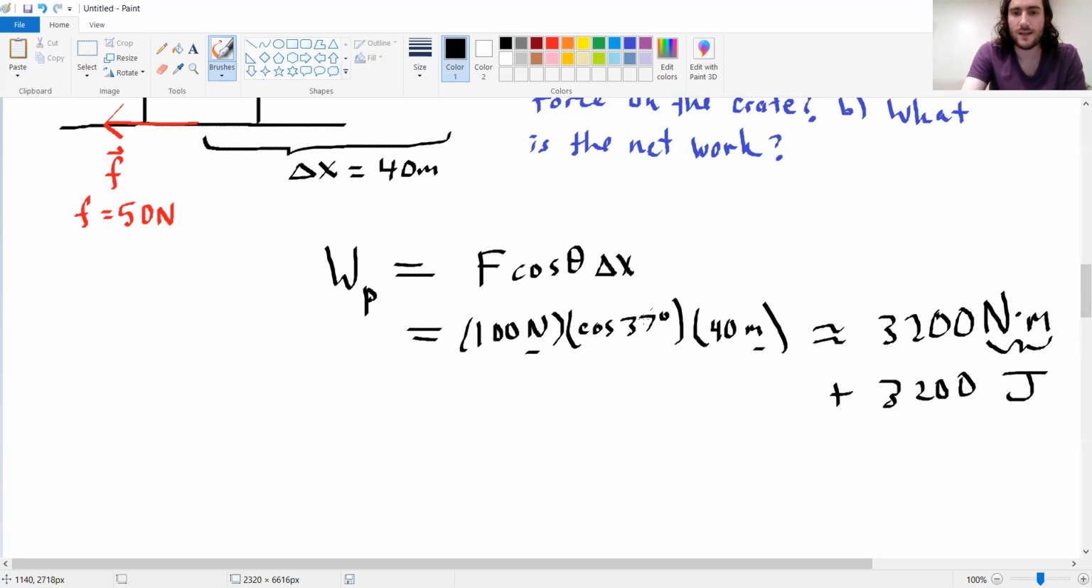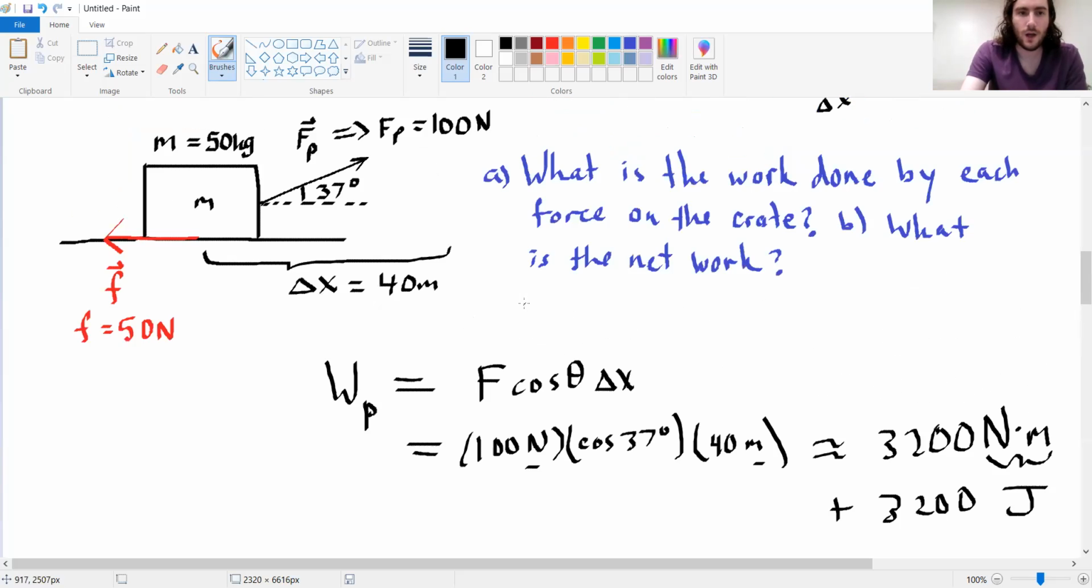The angle here is 37 degrees. For the friction force, you could think of theta as being 180 degrees, in which case the cosine would be -1. And so you would get negative work. Okay.